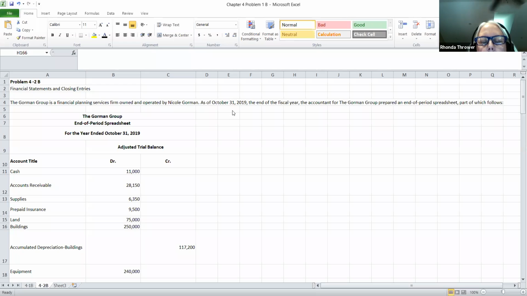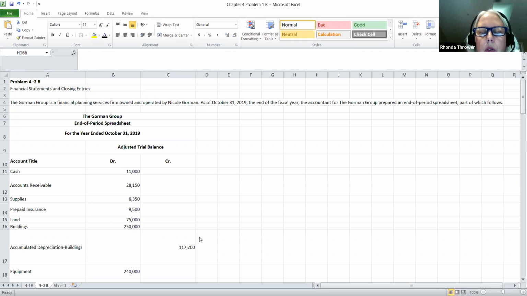And as of October 31st, 2019, the end of the fiscal year, the accountant for the Gorman Group prepared an end of period spreadsheet, part of which follows. And this is your adjusted trial balance.